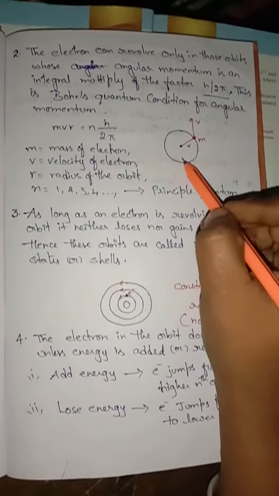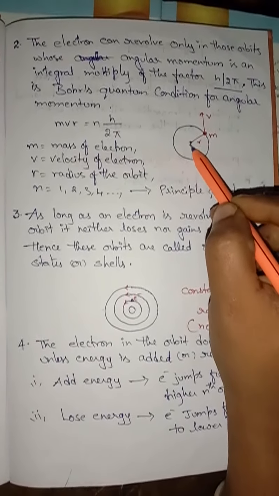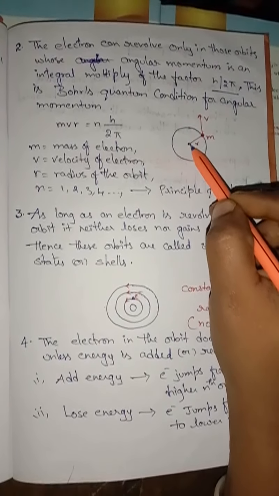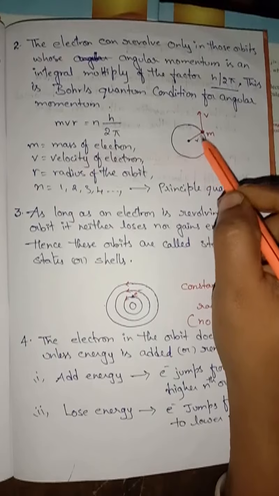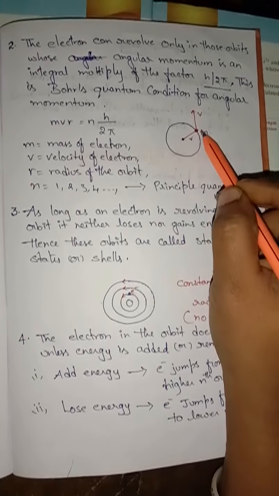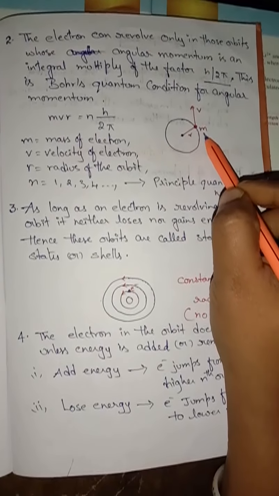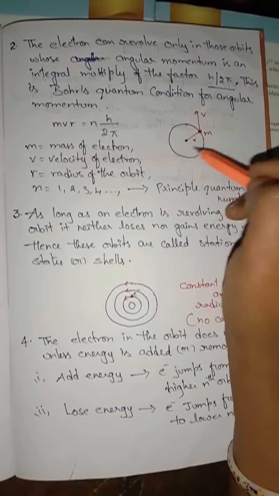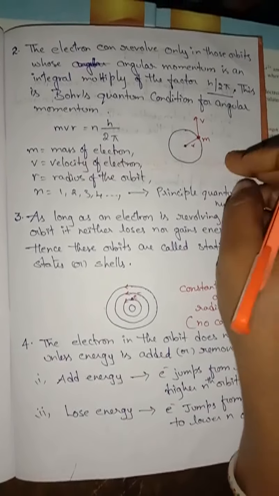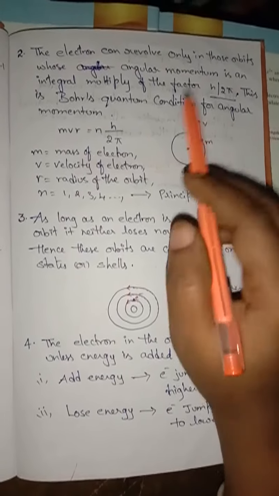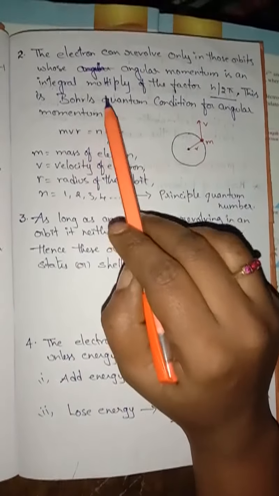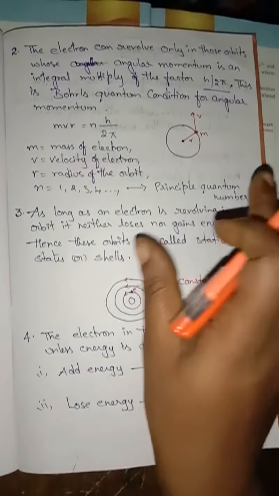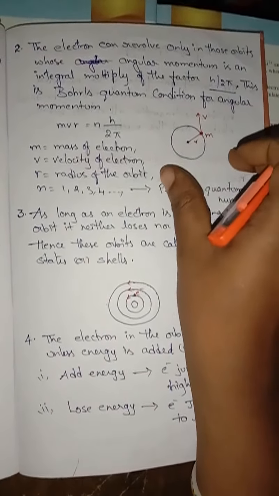What is said? So here, see. This is an atom. From the center to the outermost orbit, or from the center to the first orbit, what is the distance? This is nothing but the radius. And here the electron has mass m, and it is revolving around the nucleus in a circular orbit with a velocity v, isn't it? Yes. So with an angular momentum which is an integral multiple of the factor h by 2 pi, this is called Bohr's quantum condition for angular momentum.